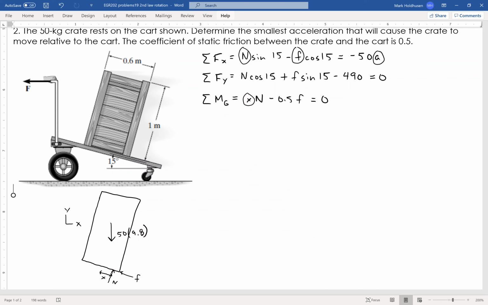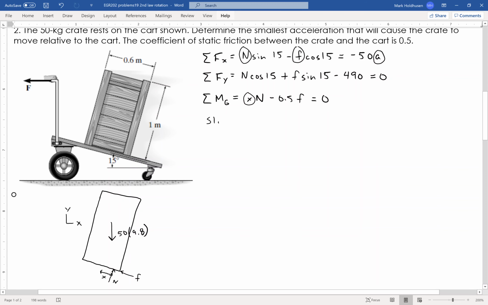Now here's where I have to start making assumptions. And again, the assumption is either that sucker is going to slip going down the cart, or it will tip over. And I want to figure out which is the limiting factor here. So we'll start with slipping, okay? So for this guy to slip, what has to happen is my friction force has to equal its maximum friction force, which is 0.5 n. That's mu times n, right?